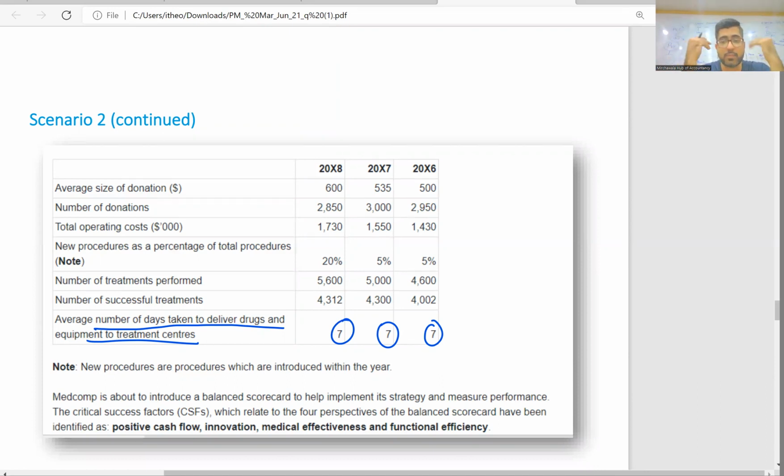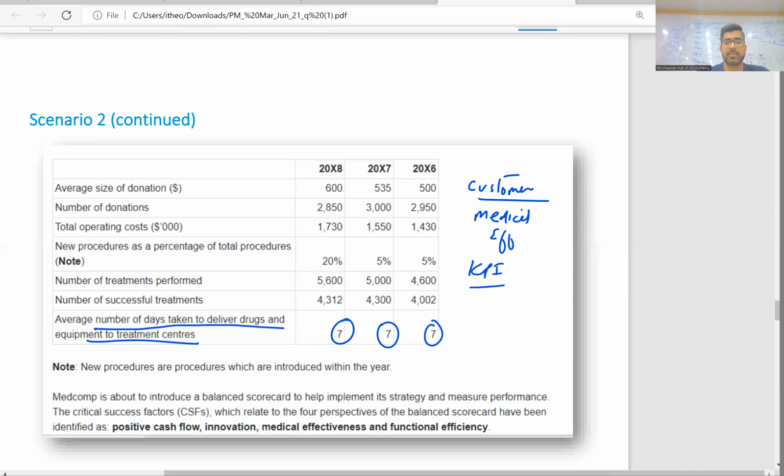So it is a matter of good performance in this area, that functional efficiency is perfect. The company is not facing any delays as far as treatments are concerned. And lastly, the critical success factor for the customer perspective was medical efficiency out of all these four. Now, KPI, an indicator to measure efficiency.